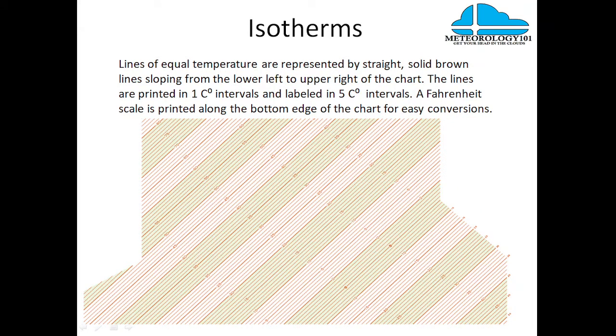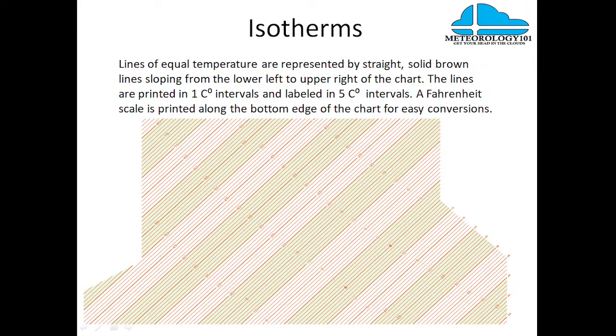Next, the isotherms, the lines of equal temperature, and they're represented by a straight, solid brown line sloping from the lower left to the upper right of the chart. The lines are printed in 1 degree intervals and labeled every 5 degrees. And there's a Fahrenheit scale printed along the bottom for quick conversions. I don't have this shrunk down to see that Fahrenheit scale. All you can really see is the numbers on the lines going from the bottom left to the upper right, and then you start at your 0, and you can count over every degree. They're labeled every 5 degrees, but they're in 1 degree intervals.